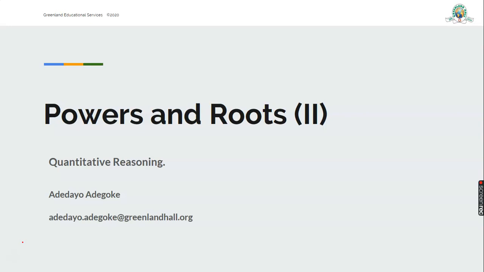Our subject for today is quantitative reasoning and our topic is powers and roots. Powers and roots. We are looking at the second part of this lesson.